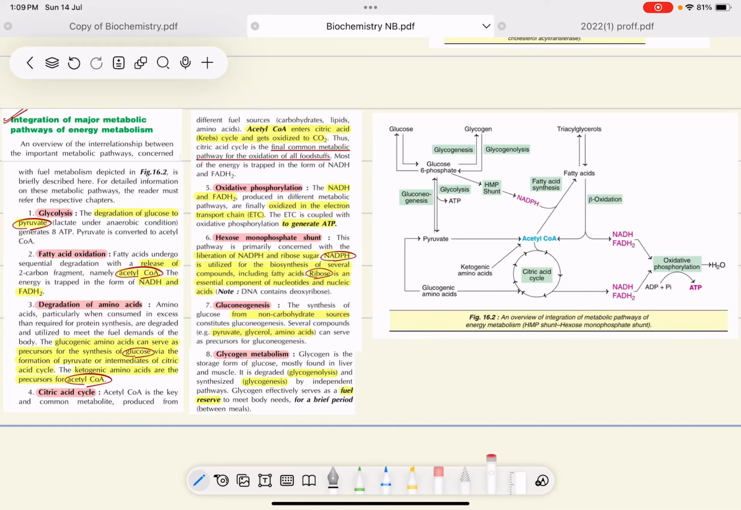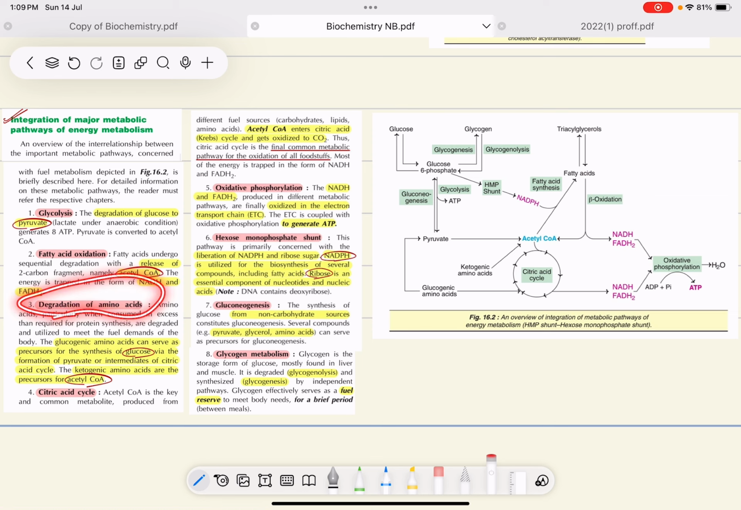Let's talk about metabolic crossroads. So the first process is glycolysis, which is from glucose to pyruvate, involving the intermediate glucose 6 phosphate. Second is fatty acid oxidation, in which fatty acids are oxidized through beta oxidation, and there is sequential production of acetyl CoA with release of NADH and FADH2.